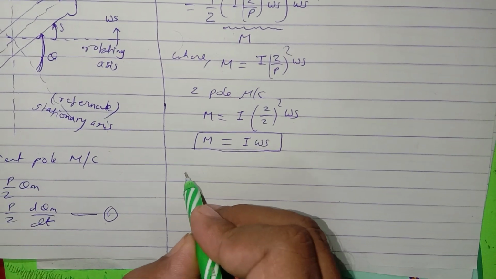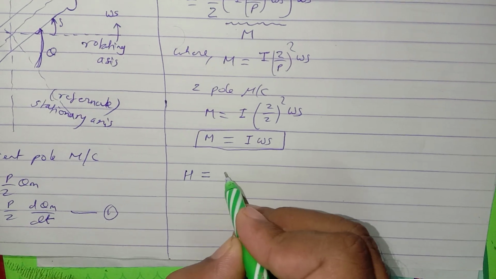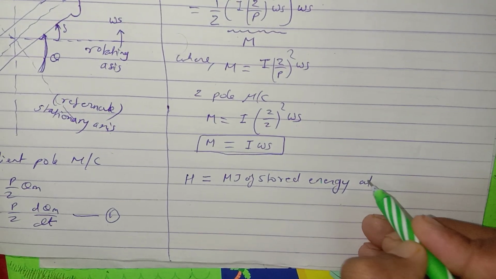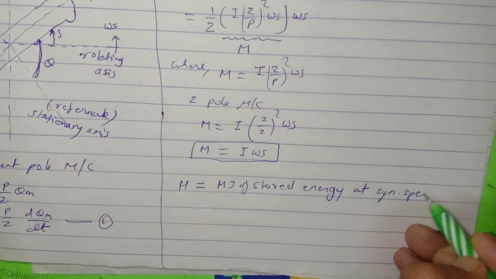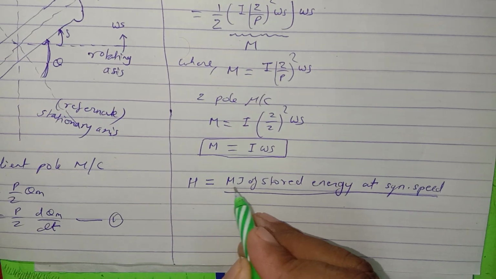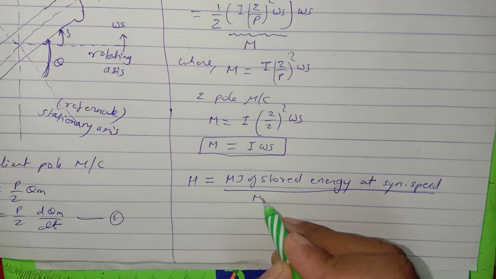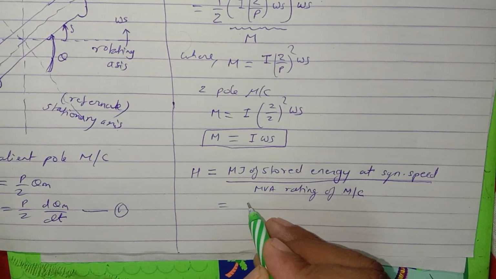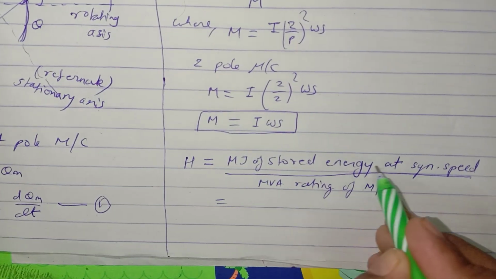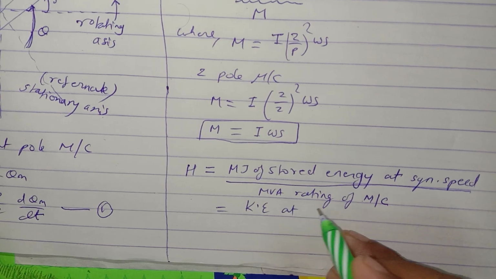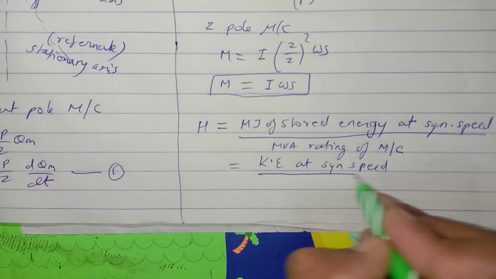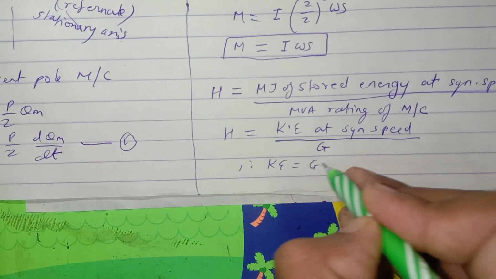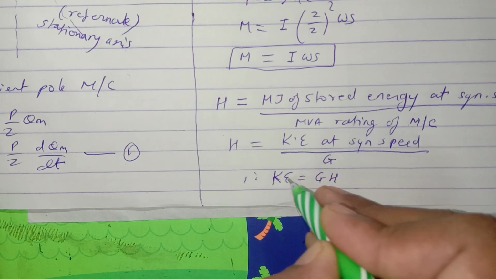Now we have another inertia constant term, that is H, and it is defined as the ratio of megajoule of stored energy at synchronous speed to the MVA rating of the machine. This MVA rating of the machine is generally taken as G, and this megajoule of stored kinetic energy at synchronous speed is nothing but kinetic energy at synchronous speed divided by machine rating G. So now therefore kinetic energy equal to GH, right? Kinetic energy equal to GH.